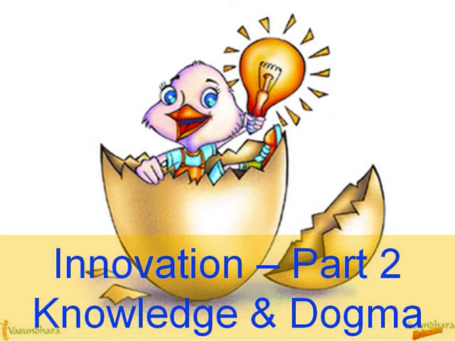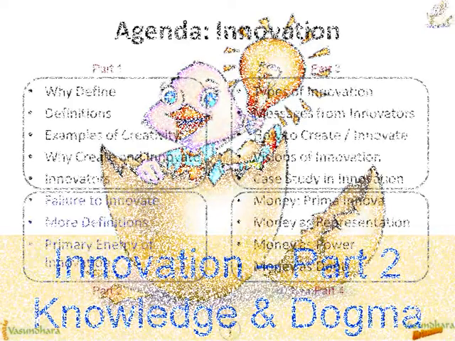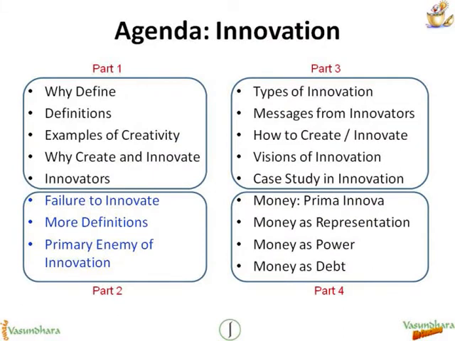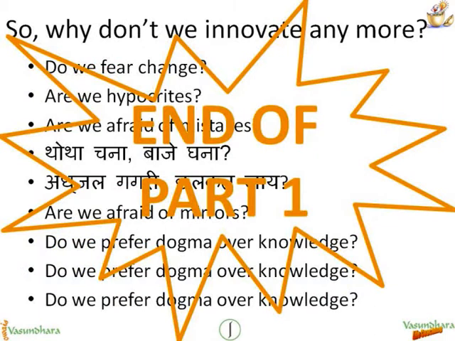Innovation, part two, knowledge and dogma. In this part two, we will be studying the main reason why companies and organizations and individuals and indeed nations fail to innovate. We'll have a few more definitions and then we will address what I believe is the primary enemy of innovation. We had ended part one on this slide.